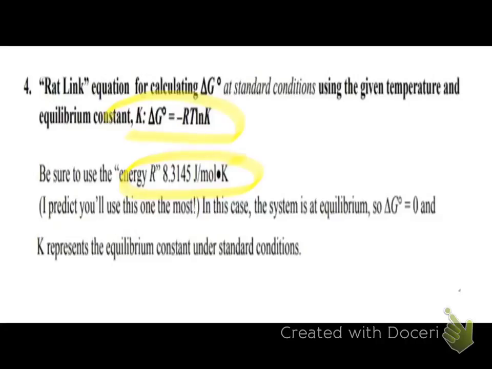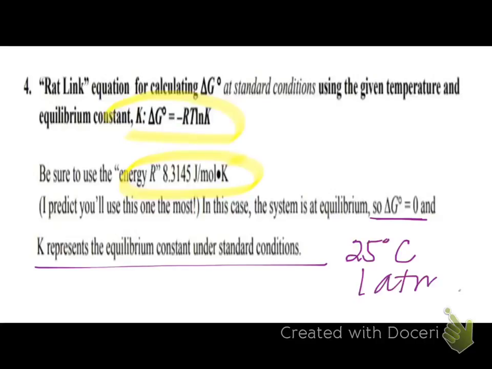Okay? In this case, the system's at equilibrium, and K represents equilibrium under standard conditions. I don't know if you remember, standard conditions is 25 degrees Celsius, 1 atmosphere, 1 mole. Do y'all remember that? Why is it 25 again? Standard conditions is not standard temperature. Standard conditions is basically room temperature. Standard temperature is 0 degrees Celsius, but we're not dealing with gases on this one that much. Well, sometimes we are, but we're just doing Earth conditions.